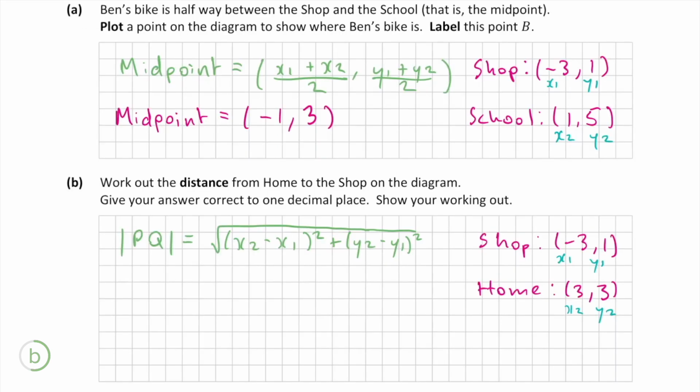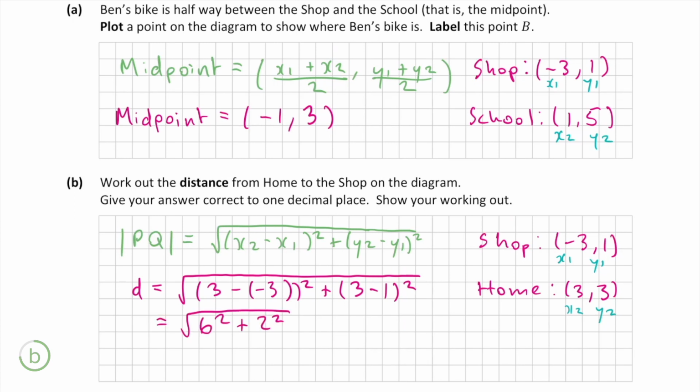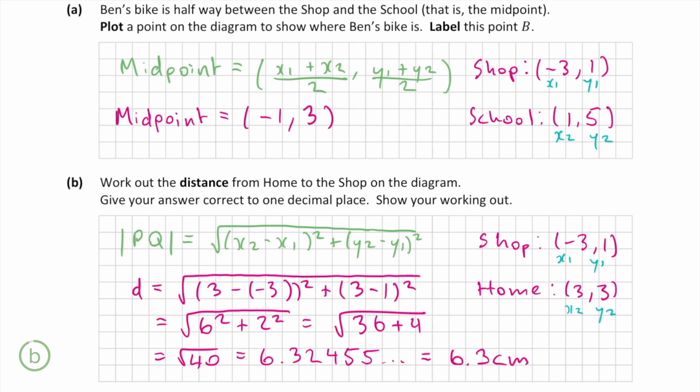We'll let the coordinates of the shop be x1 and y1, and the coordinates of his home be x2 and y2. We'll call the distance between them d, and fill our points into the formula. When we do this, our equation becomes d equals the square root of 6² + 2², which is equal to the square root of 36 + 4, which is equal to the square root of 40. And that's equal to 6.3 centimeters, correct to 1 decimal place.